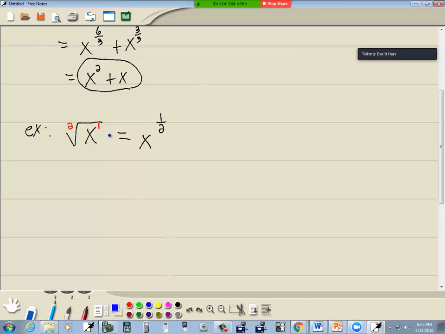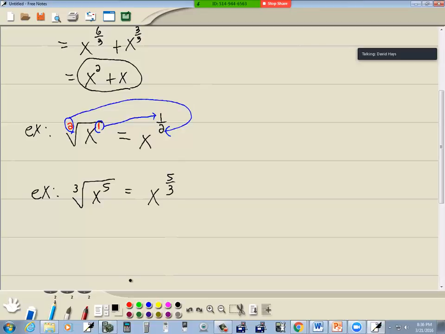Now how that works is whatever power is right here goes up on top, and whatever number's in this slot here, your index, is what goes down below. So actually, when we're working with fractional powers, we're working with radicals. Now consider another example. Cube root of, I don't know, x to the 5th. I could, of course, simplify that, but if I'm just going to rewrite it into this form, this would be x to the 5/3 power. Again, whatever power is right here goes up on top, and whatever your index is goes down in the denominator.